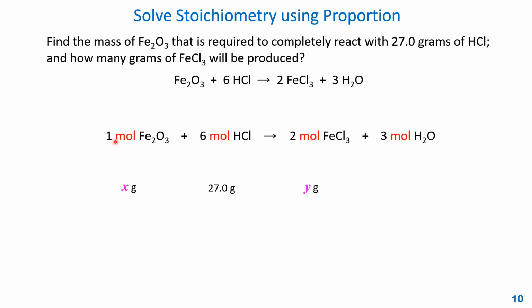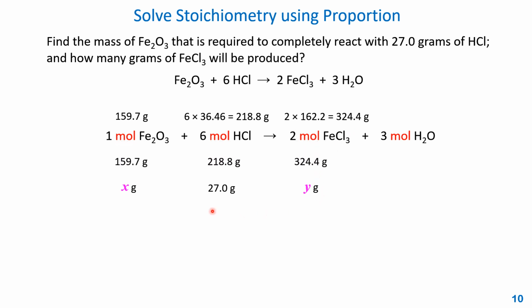Since this is all grams, we need to convert the unit here, mole to mass. So 1 mole, of course, is just 1 molar mass of this iron(III) oxide. We just calculated the molar mass on the last slides. For this hydrogen chloride, 6 times the molar mass of hydrogen chloride gives you 218.8 grams. And then this is 2 times the molar mass of the iron(III) chloride, which gives you 324.4 grams. Then we can set up the proportion. Write the mass here, the mass here, the mass here, and that is the proportion. We have 2 unknowns, so we need to solve one by one.